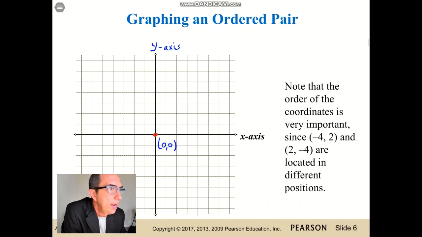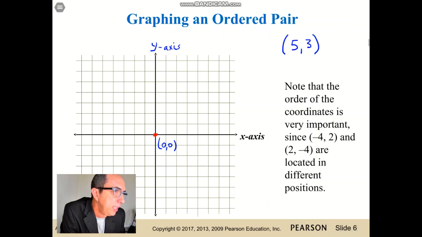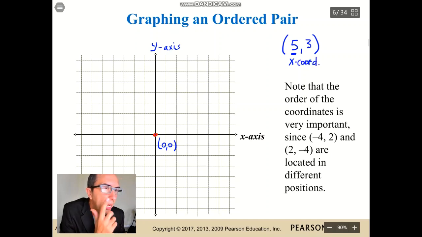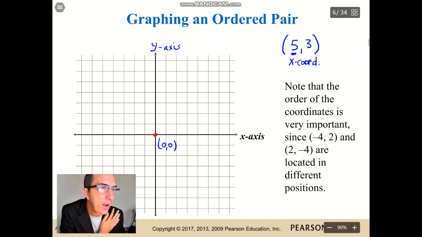Let's say we have this ordered pair, 5 and 3. How do you plot this ordered pair on the graph? First, you take this number here, which is the x coordinate. Starting from the origin, you move 5 units to the right. 1, 2, 3, 4, 5.